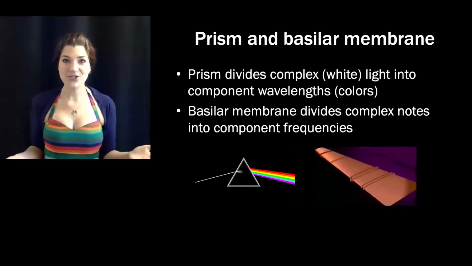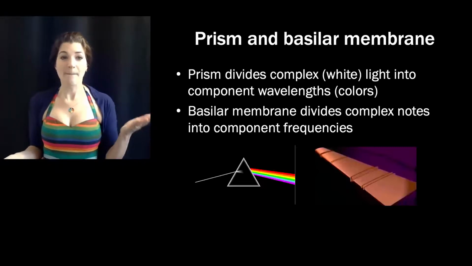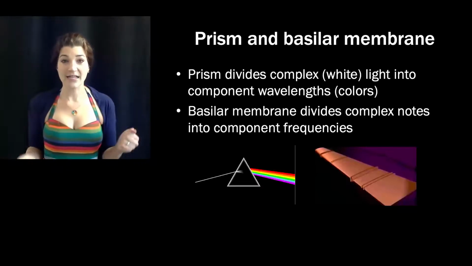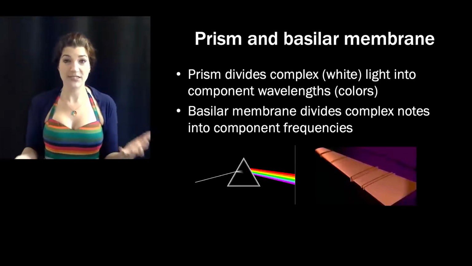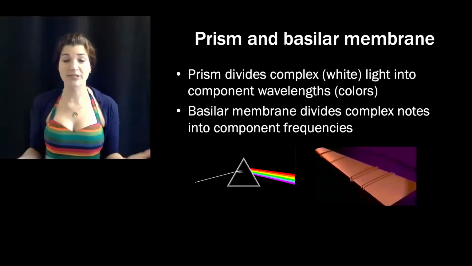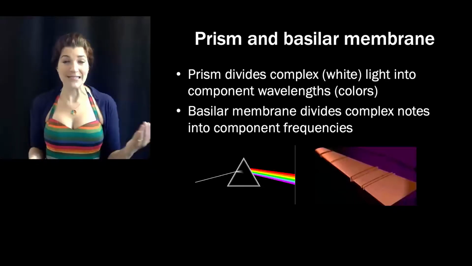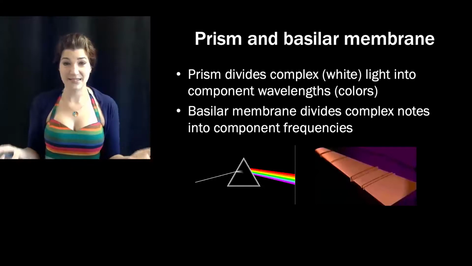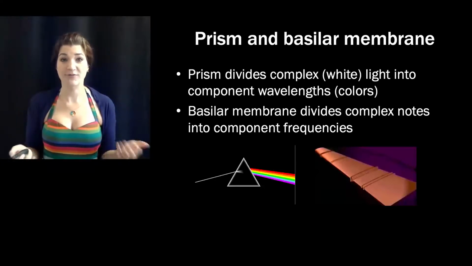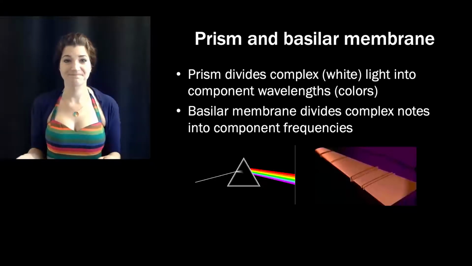This is a fun question, right? It's a nice metaphor. So both white light and complex musical notes contain multiple frequencies or wavelengths, right? They are made of multiple components. And both a prism and the basilar membrane split those complex stimuli up into their component frequencies, wavelengths.